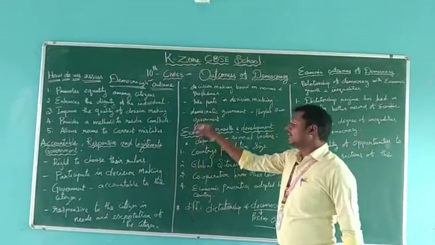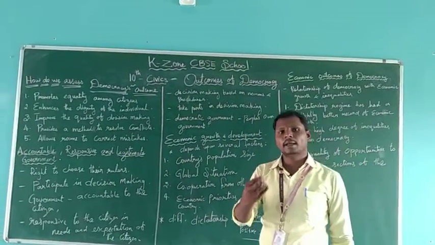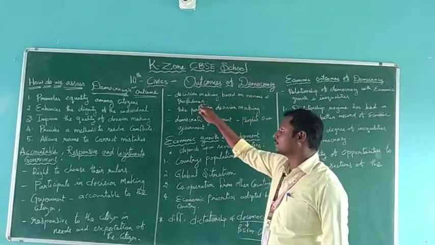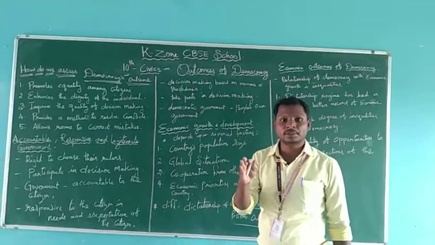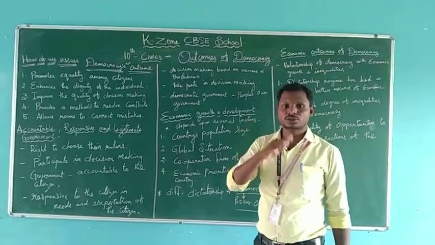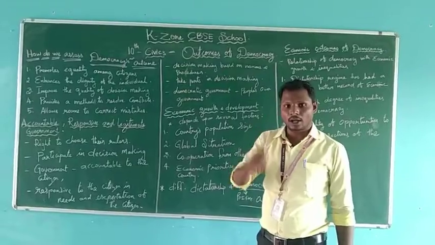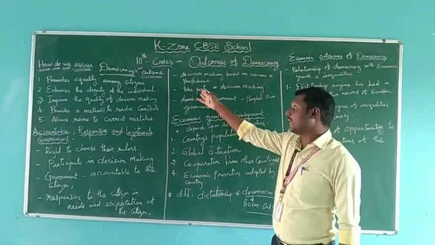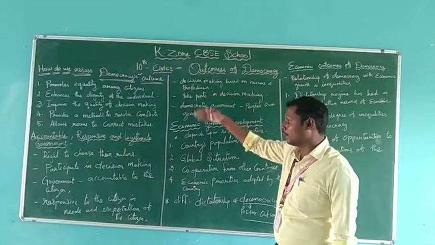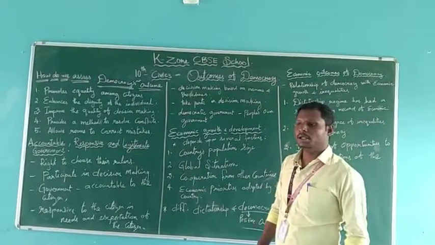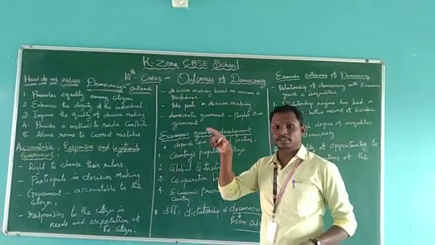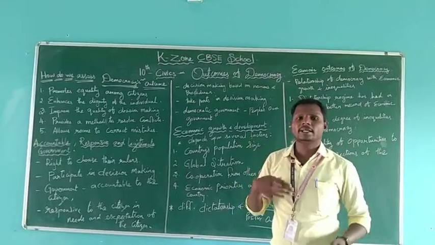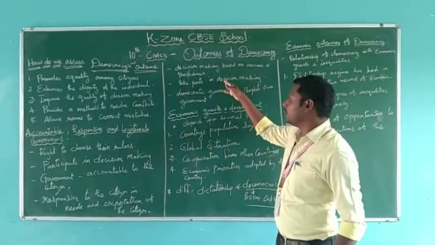And decision making. How can they make decisions? Based on norms and procedures. Norms means rules and regulations. There are rules, so based on the rules and law, they should make a decision. And people can take part in decision making. If anyone needs this kind of result, a group of people can engage and participate in taking decisions.